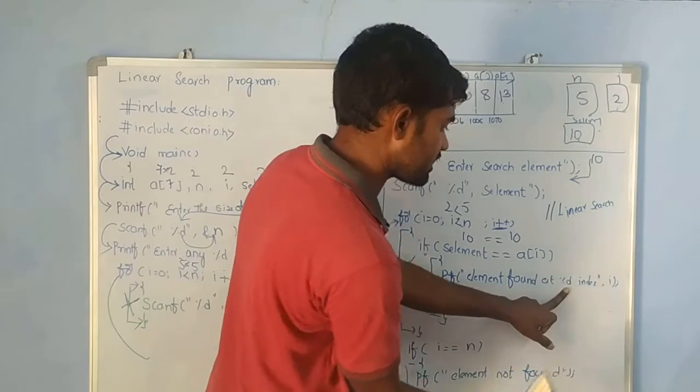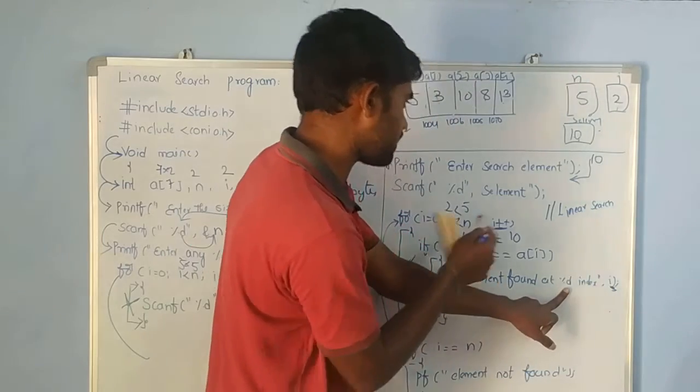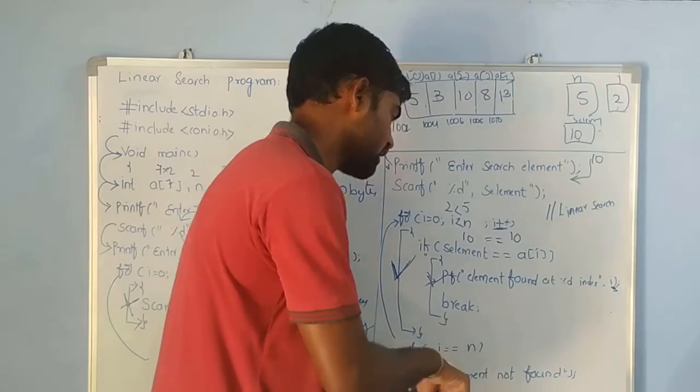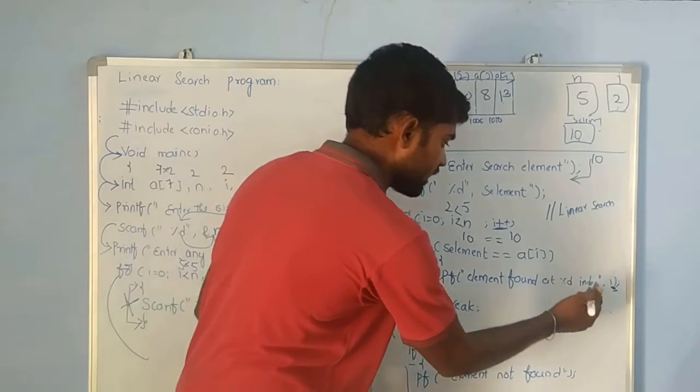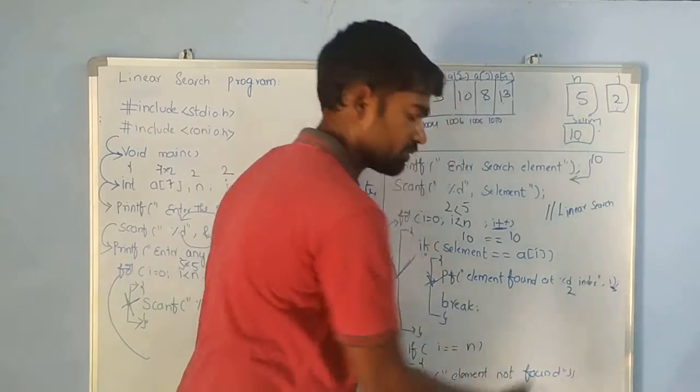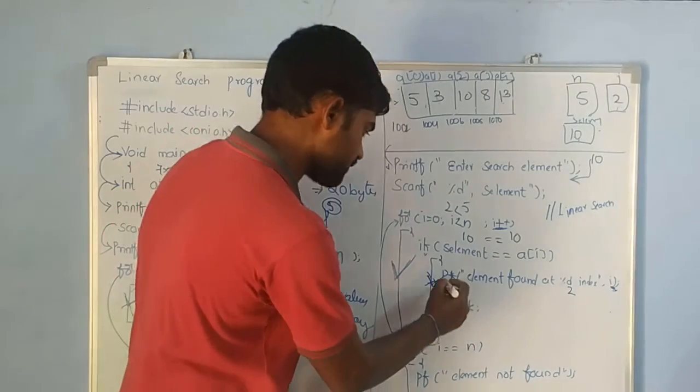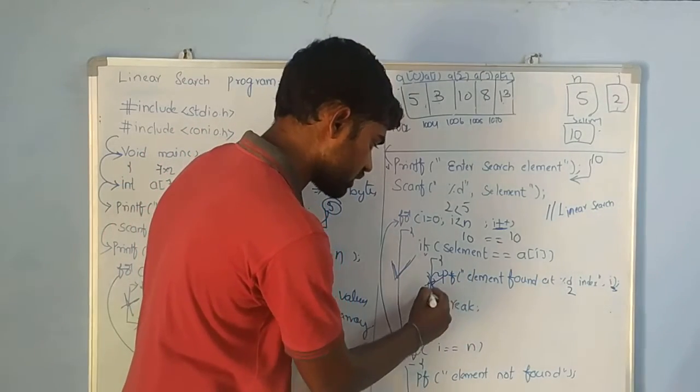Now I is equal to 2, which means "element found at index number 2" is going to be printed. After completion of this printf statement, next it moves to the break.